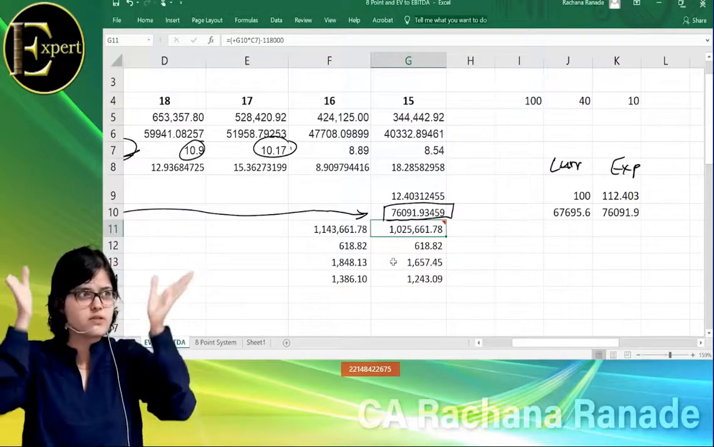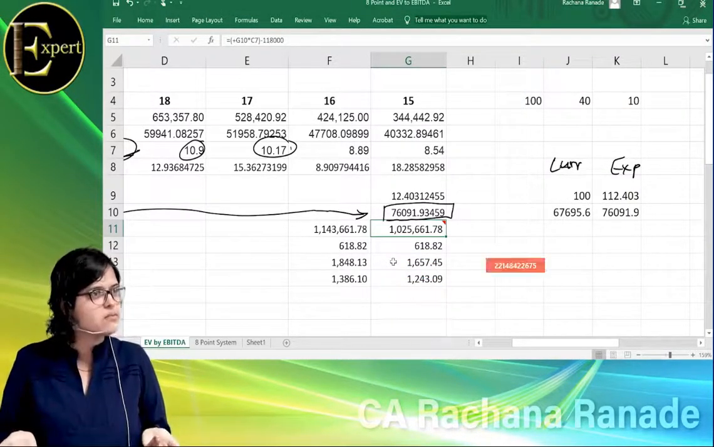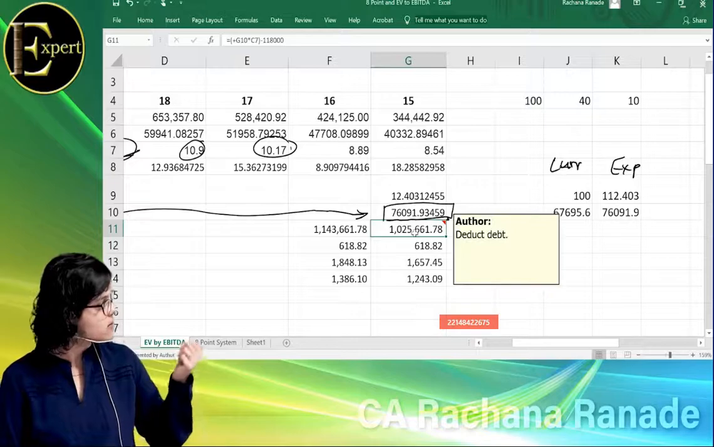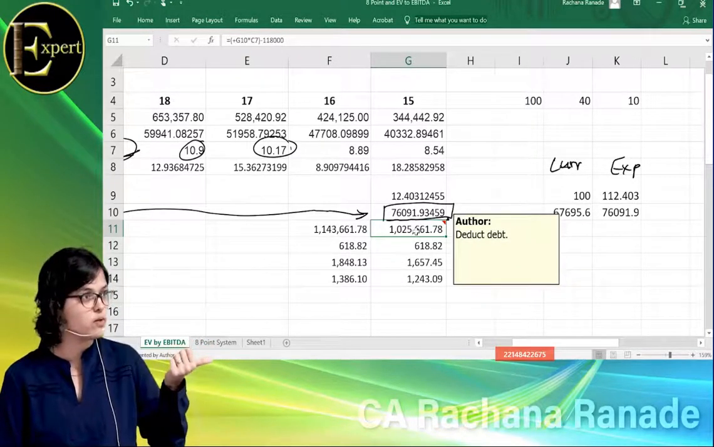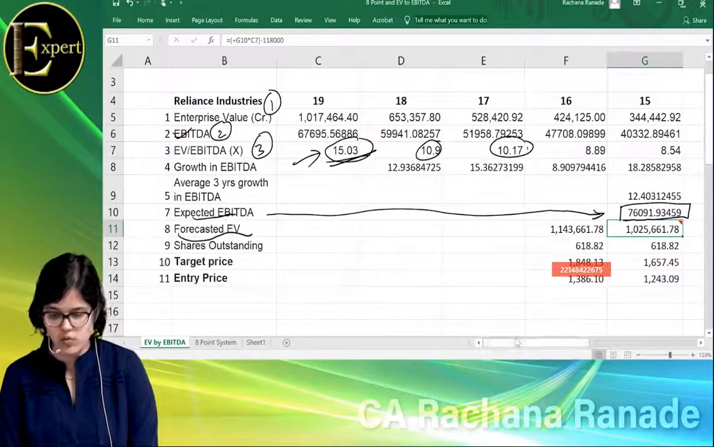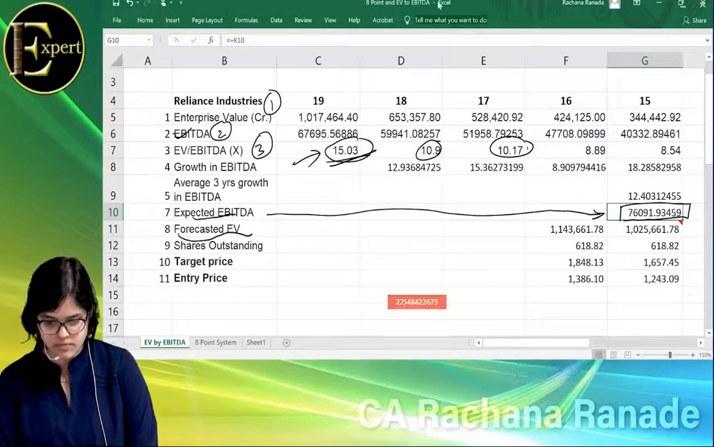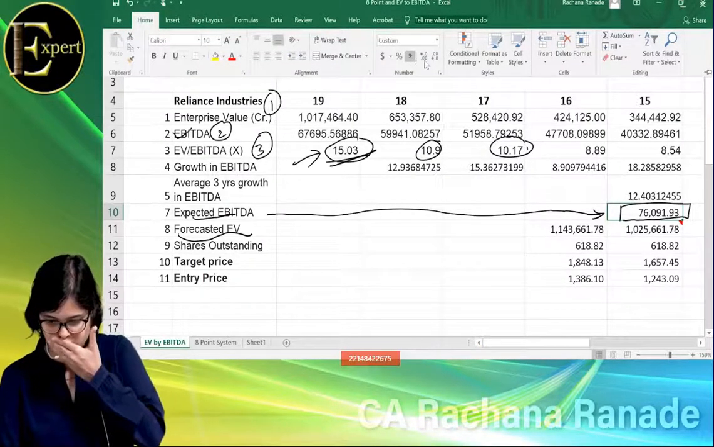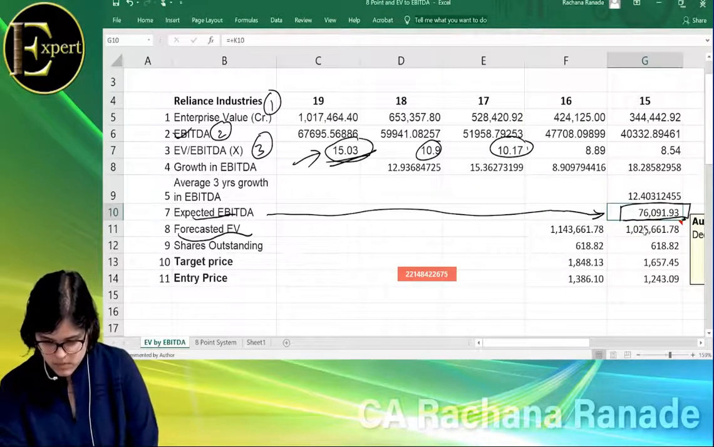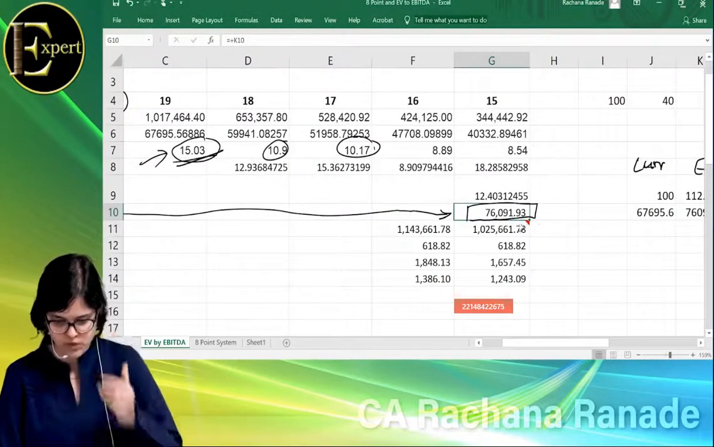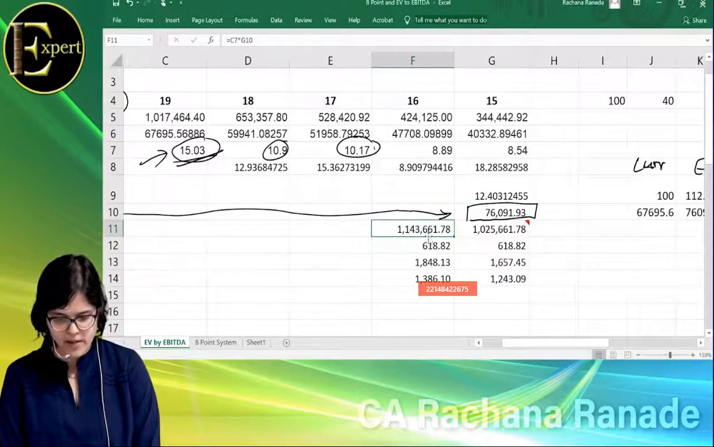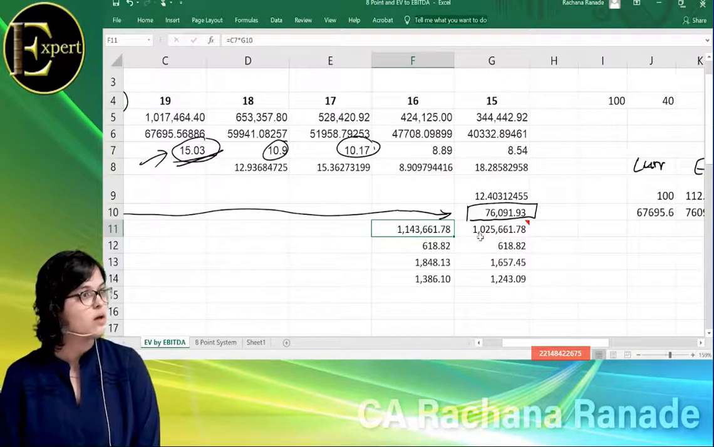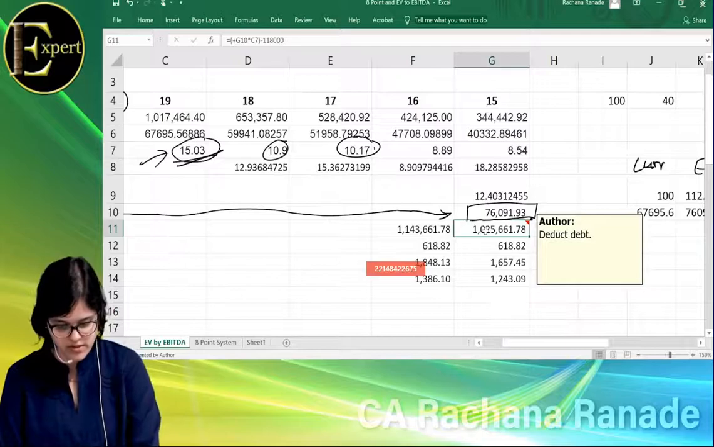What did I do from this step to this step? Nothing, just deduct debt, which is more logical. Agreed? So this is what I have written as a note for you also. Ideally, we should deduct debt from here. Now my enterprise value, which was 11,43,000 crores, has now gone to what? 10,25,000. How did this happen?